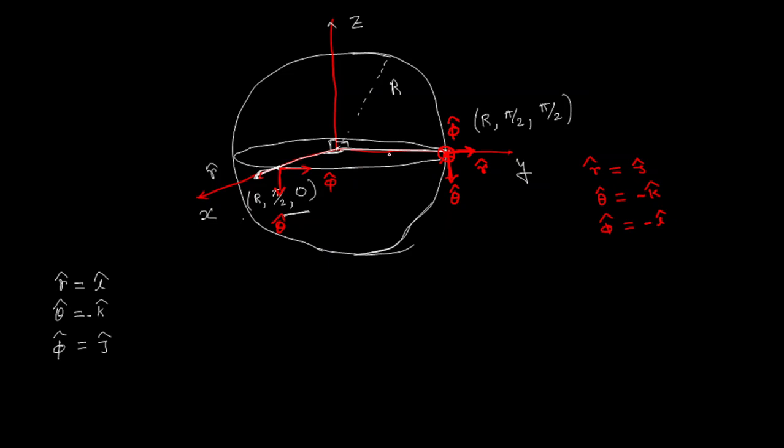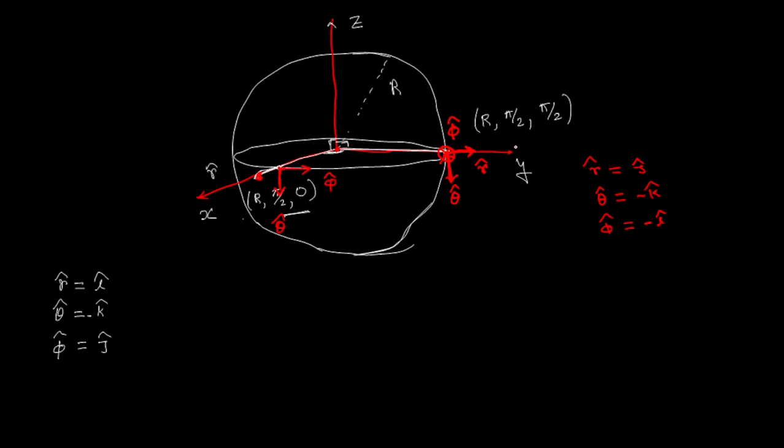So r cap, theta cap, phi cap, you can see here. In these two points, we have calculated the value of r cap and theta cap. For this point, r cap is in the positive i cap direction, and with respect to the center, it will always be radially outward. Here you also see it is positive. When you take the point on the positive y-axis, the direction of r cap is actually j cap. So again, with respect to the center, if you notice this point, it will always be radially outward. So r cap will always be radially outward.